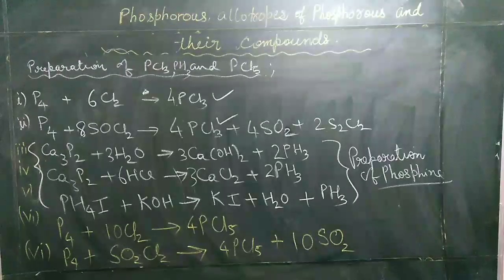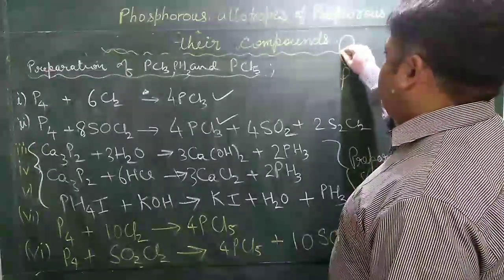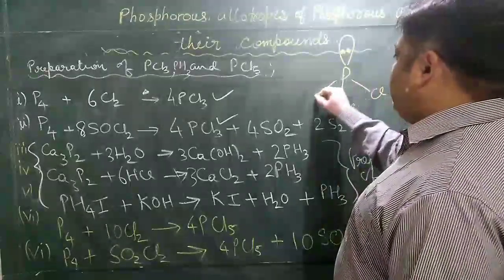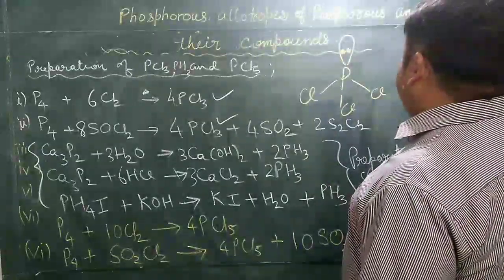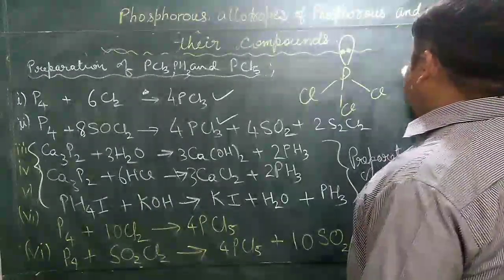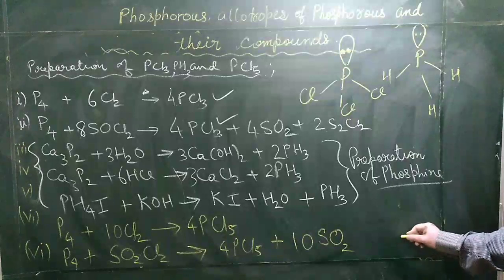The structure of these 3 are known to all of us. PCl3 is tetrahedral. PH3 is also tetrahedral. And PCl5 is trigonal bipyramidal.